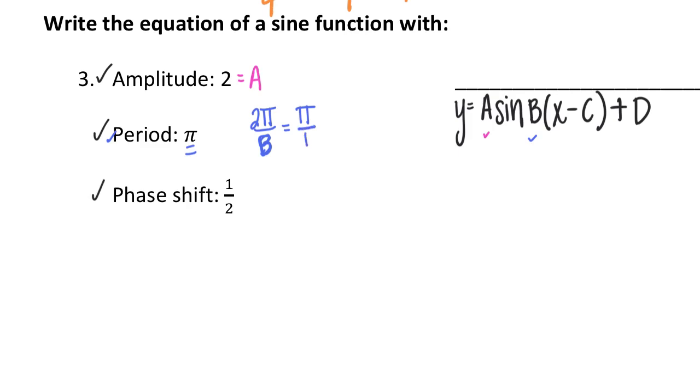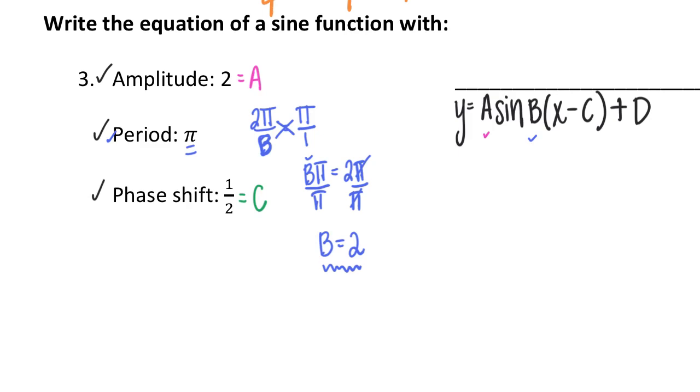Stick that pi over 1 and cross multiply. b pi equals 2 pi. We want to solve for b, so we're going to divide by pi. And we get b equals, the pi's cancel out, 2. So we know our b value that we plug in there is going to be 2. And then last but not least, we know that the phase shift is associated with your c variable in the parent function. There is no d in this case, and that is a-okay.